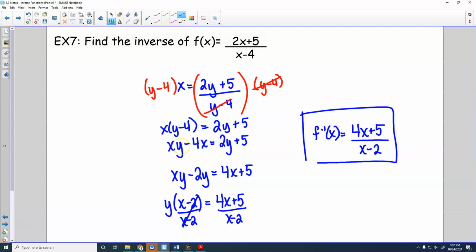So I moved all my y's to one side. I've got xy. I moved the 2y over here to this side, so it became negative. I moved the negative 4x over here, so it became positive. And so if you have all your y's on one side, you can factor it out. Divide by x minus 2, and you've got it solved for y.